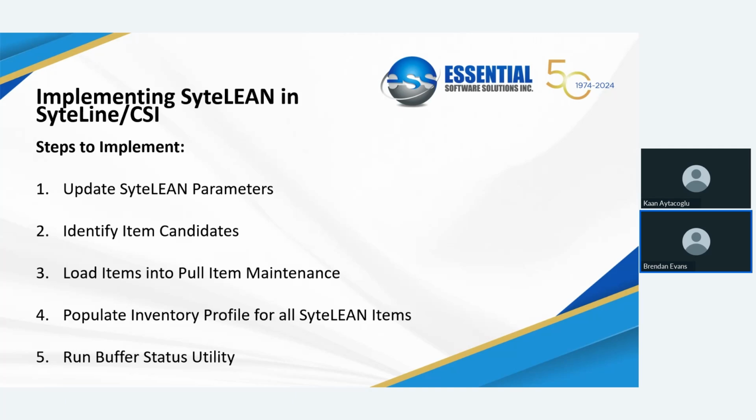So the next step leading into that segue is to actually populate the inventory profile for all SyteLean items. There's a utility that will do this for you, so it doesn't require manual intervention. You can run the utility manually, or run it in the background nightly, and it will calculate the average daily usage, the standard deviation in historical usage, the calculated safety stock, the trigger or reorder point for the inventory, the maximum supply, economic order quantity, strategic buffer, and so on.